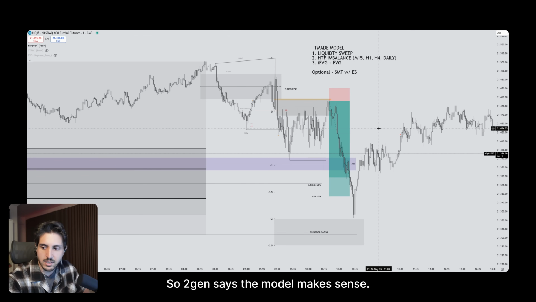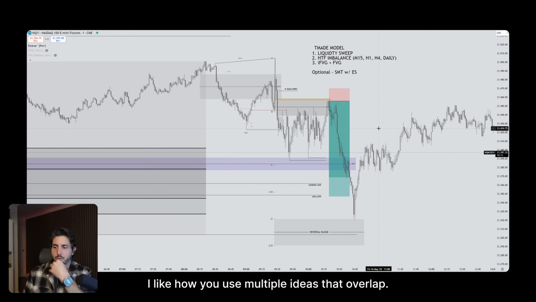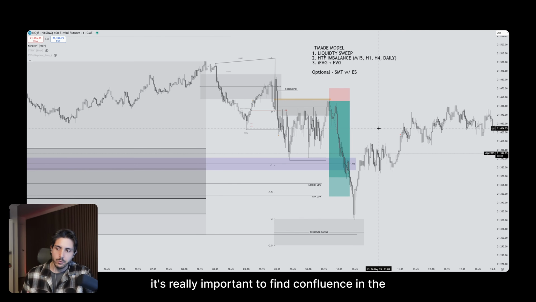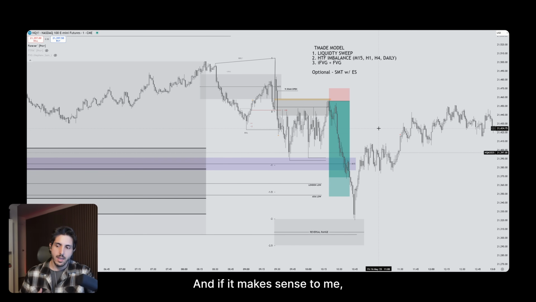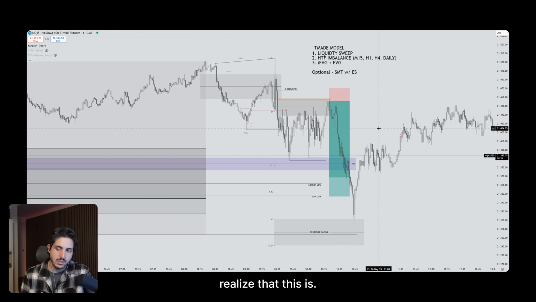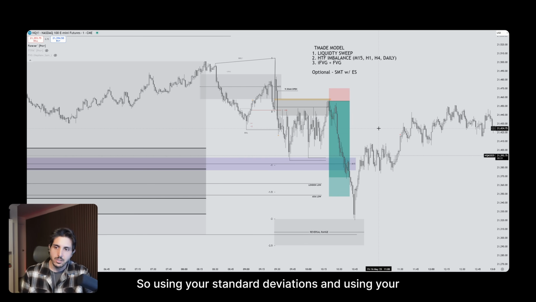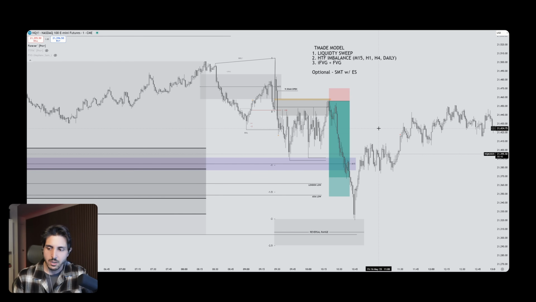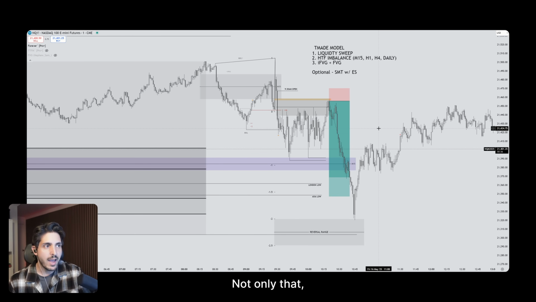So 2Gen says the model makes sense. I like how you use multiple ideas that overlap. Yeah, I mean, it's really important to find confluence in the trades, right? And it's important for me to figure out, okay, does the draw on liquidity make sense, right? And if it makes sense to me, what else is around that draw that could help me realize that this is more likely to happen, right? So using your standard deviations and using your premium and discount of a certain higher time frame range is going to help me target the draw better and understand what is likely to happen, right?